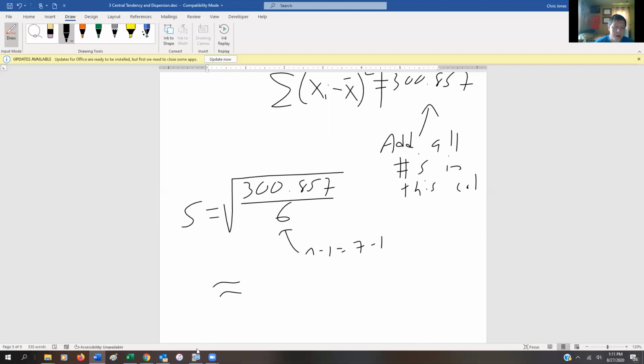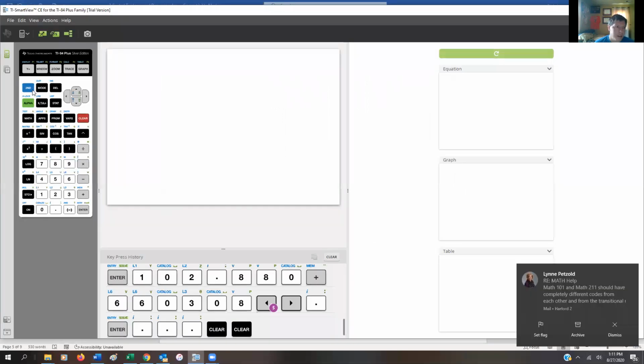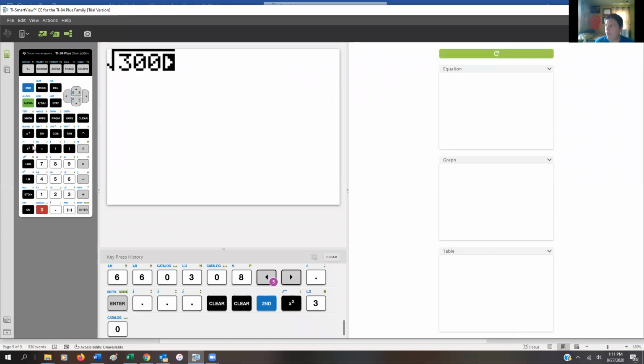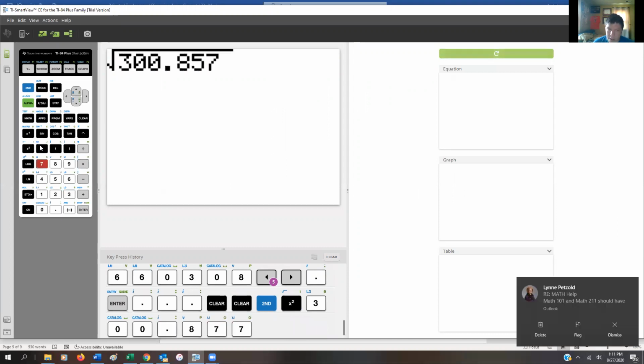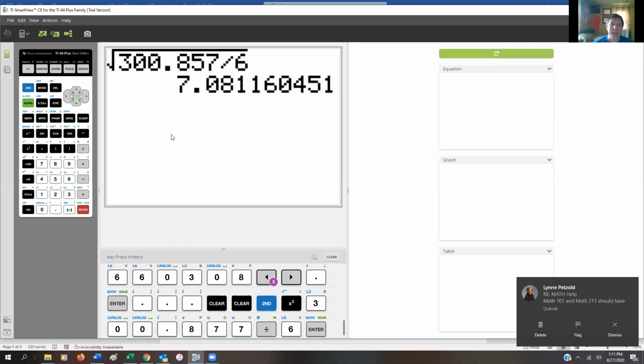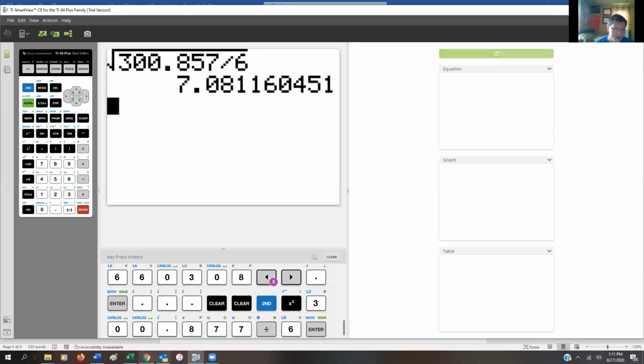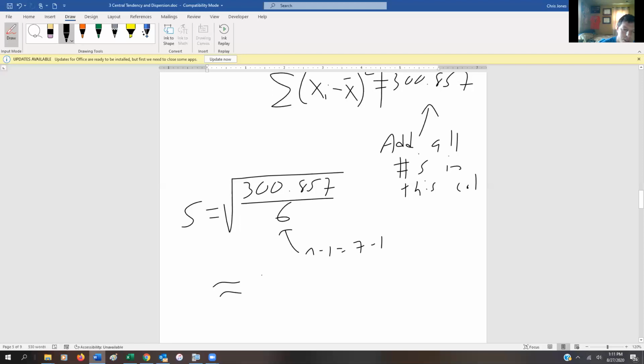Finally, we're going to put this into our calculator. So we're going to have second square root, we have our 300.857, and we're going to divide that by 6. And we get 7.081, and that is our standard deviation. So 7.08. And the question is, well, what does this number really mean? It was pretty difficult for us to get to, but how do I interpret it? That's what we're going to learn later in the course. Right now, we're just computing the standard deviation, and later we're going to be able to apply it.